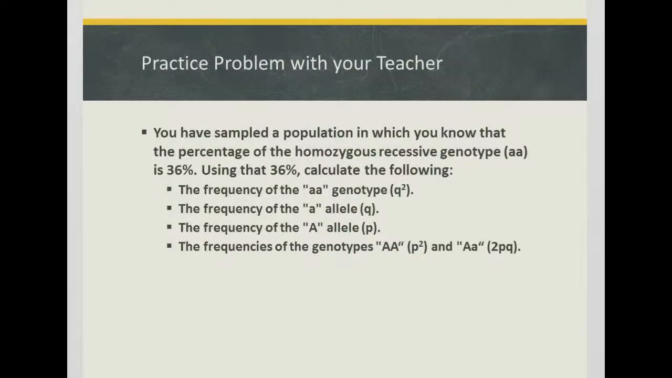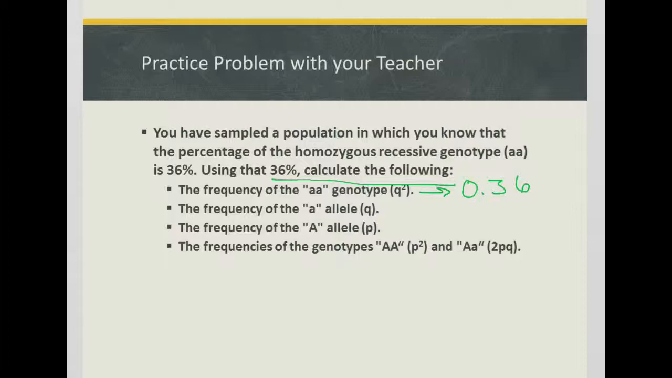So here's an example problem. You've sampled a population in which you know that the percentage of homozygous recessive genotypes is 36%. Use that to calculate the following. When it says the percentage of homozygous recessive genotype, I know that that is q squared, but I don't want it in a percent, I want it in a decimal, so I divide by 100 and I get 0.36 is my q squared.